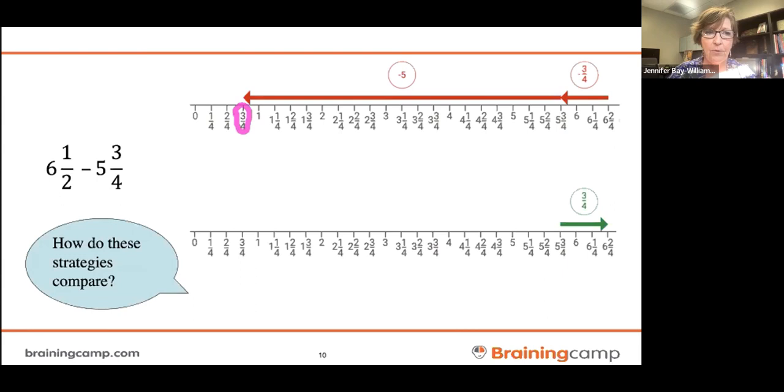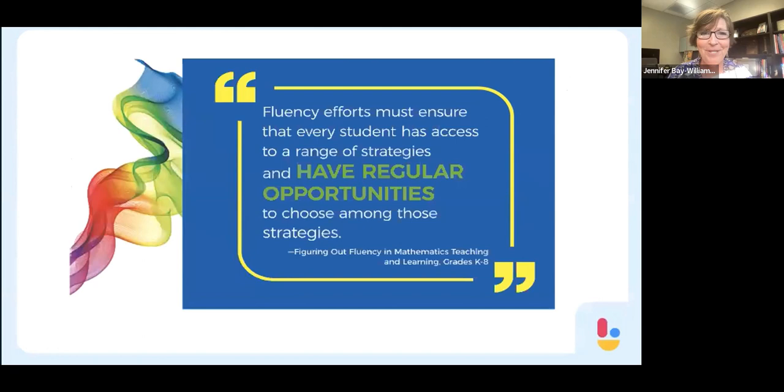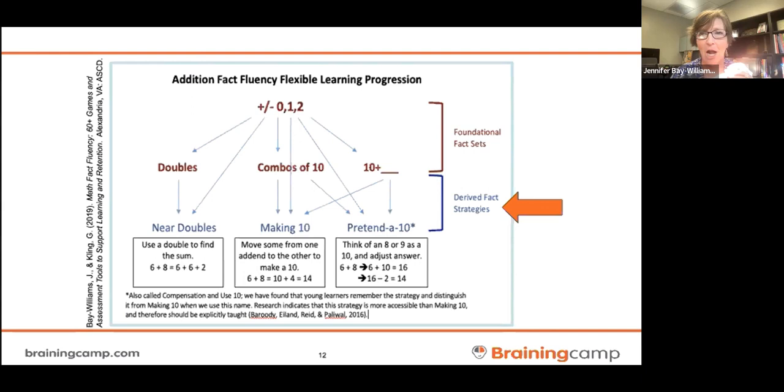that takes me to the focus tonight. Fluency efforts must ensure that every student has access to a range of strategies and have regular opportunities to choose among those strategies. So I'm going to take us through this idea, starting with basic facts, so that we get a solid beginning with our basic facts, a good beginning, and then we build on that beginning through bigger numbers, other numbers. I'll say other numbers because some of them are smaller numbers.